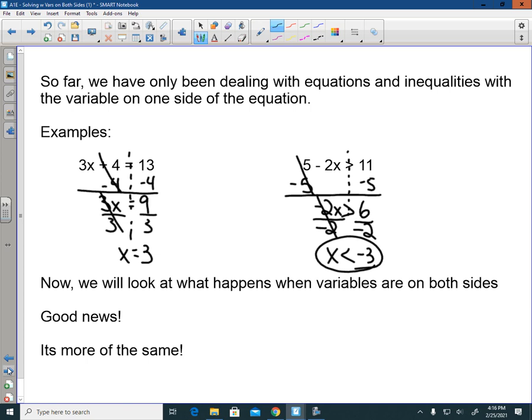But variables end up happening on both sides. And so we have to deal with that. Like, how do we figure that out? But I have good news for you. It's the same. It's pretty much the same. So here we go.